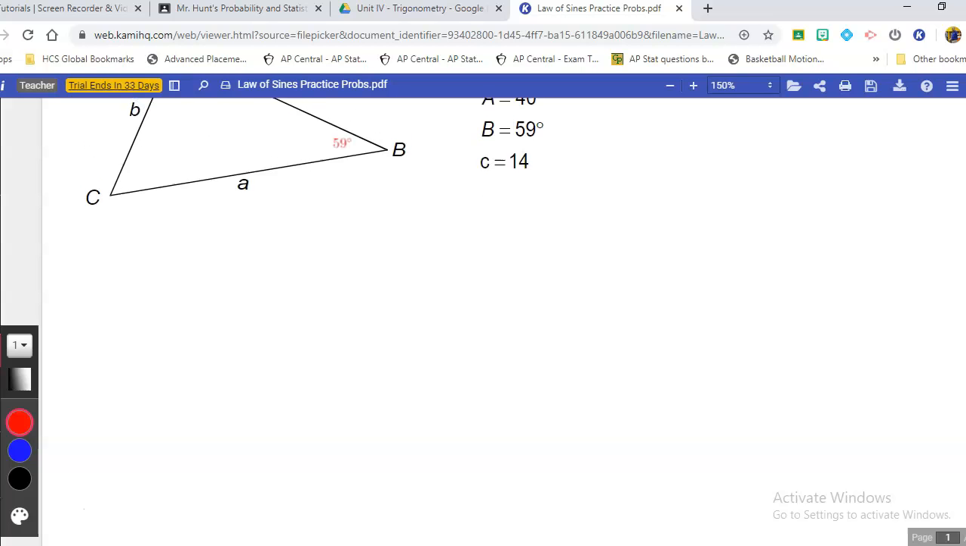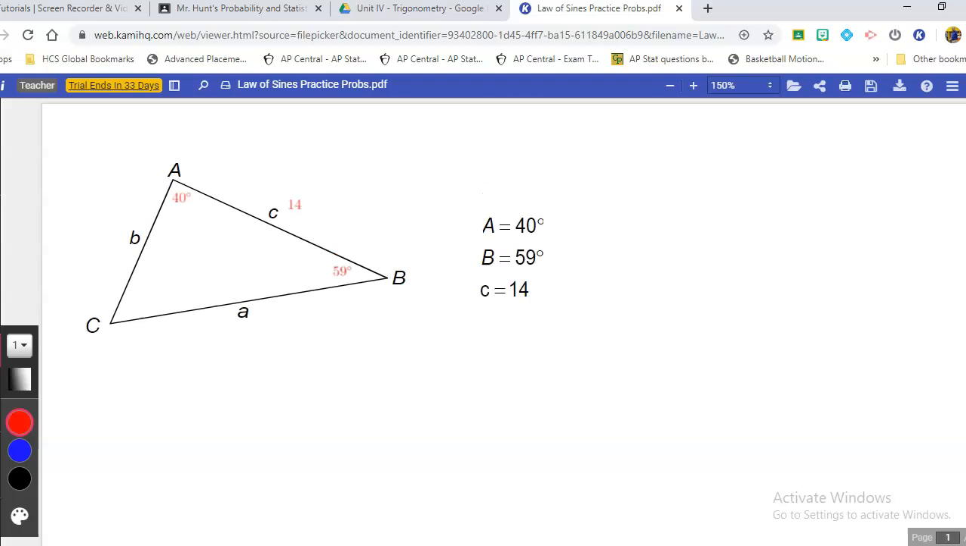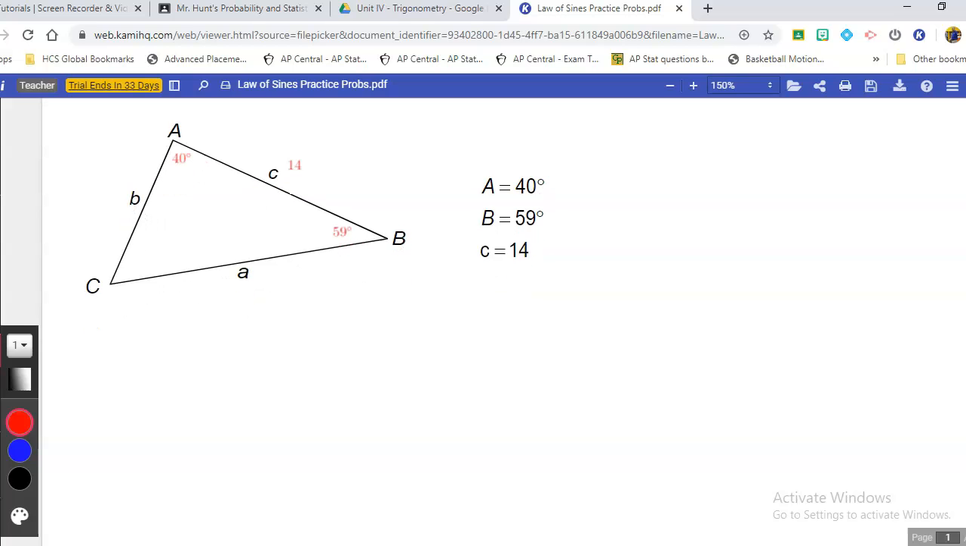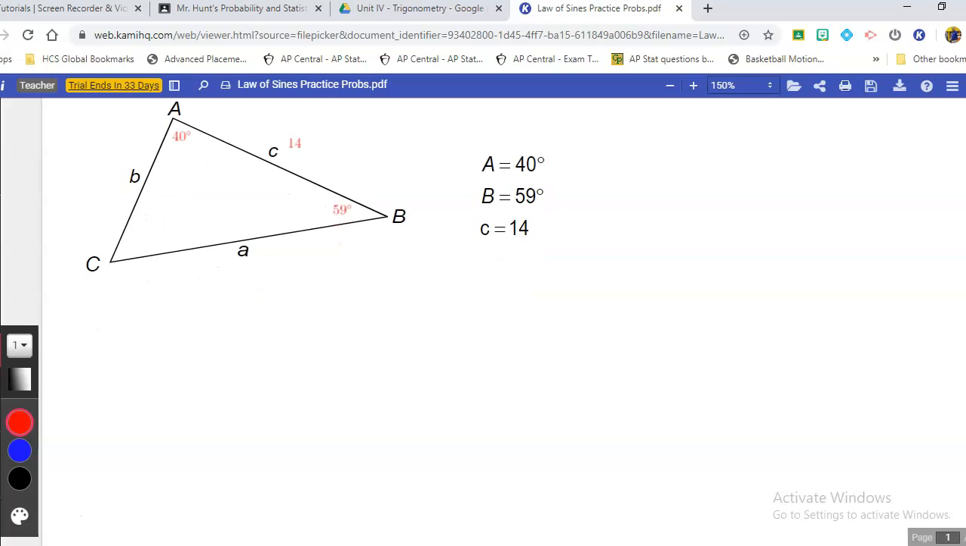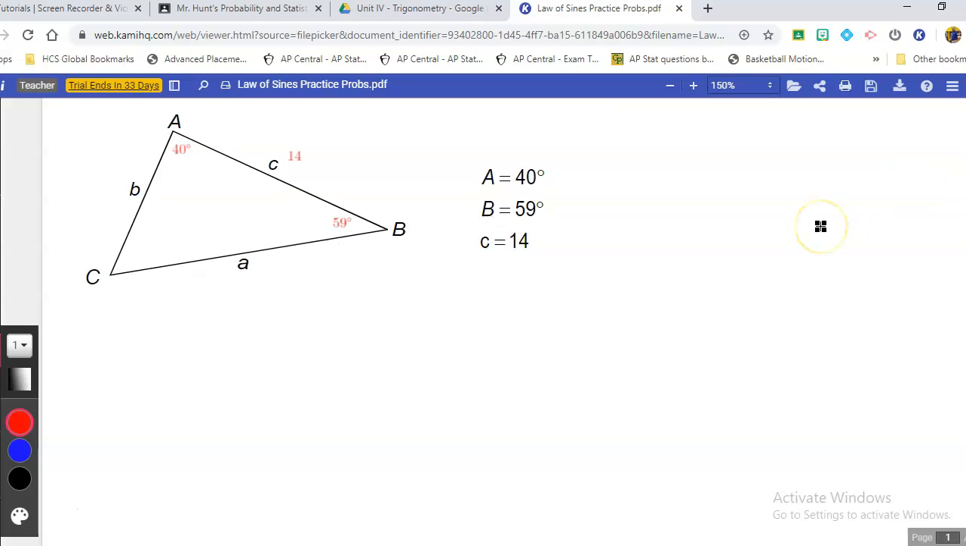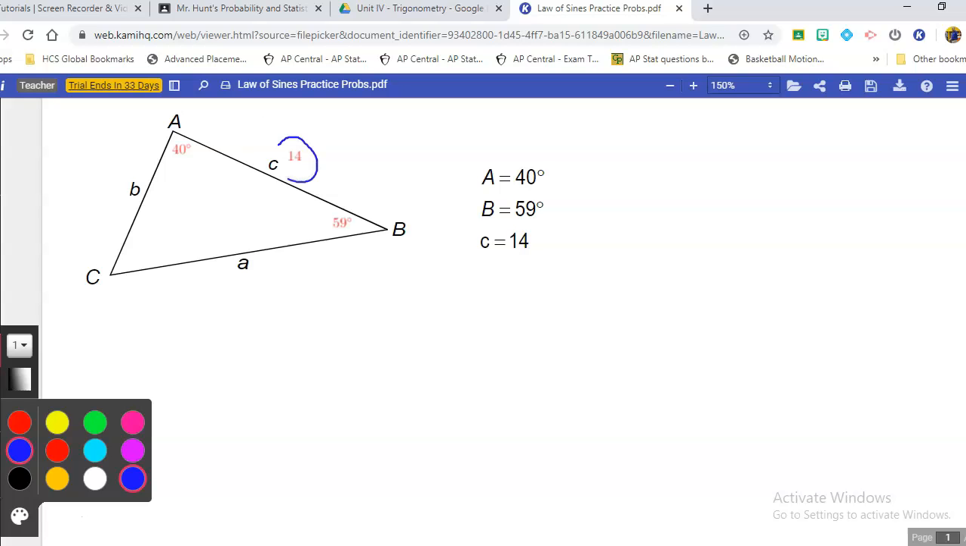Okay, so let's take a look at this example here. In this example, I've got angle A as 40 degrees. I've got angle B as 59 degrees, and side C is 14. Now, as you look at this, you're going to notice that there's not really a relationship between an angle and its opposite side. The only side I have here is 14, and that would mean that I need to know this angle here, angle C. So we're going to have to do a little work here and a little thinking.